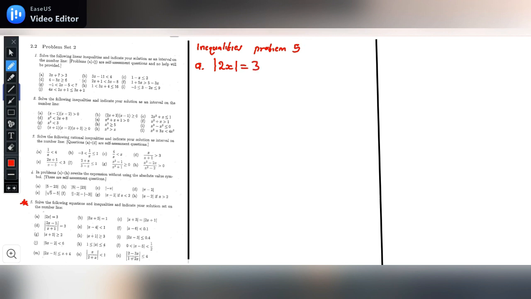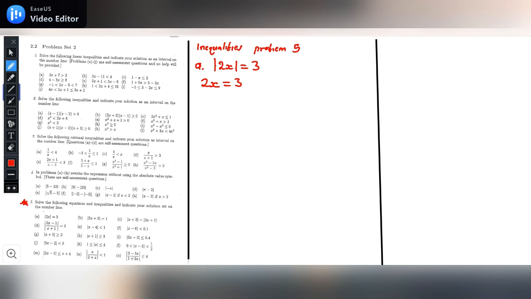So how can we solve this? The first thing is to remove the absolute value. How can we remove the absolute value? We remove it by writing down two equations, right? How so? We write the equation the way it is, which is 2x equals 3. This is the first equation. You just write it the way it is, but you don't put the absolute value.